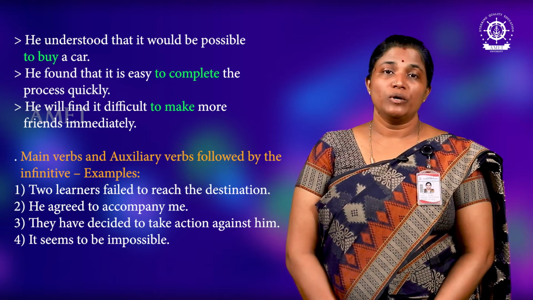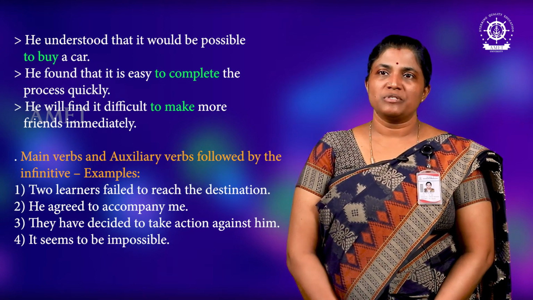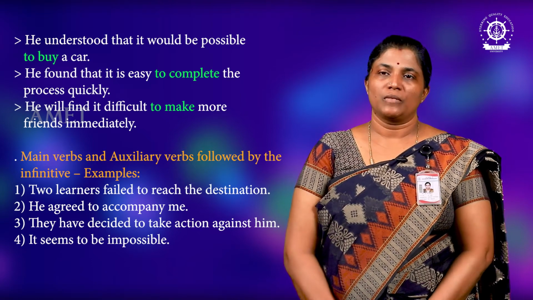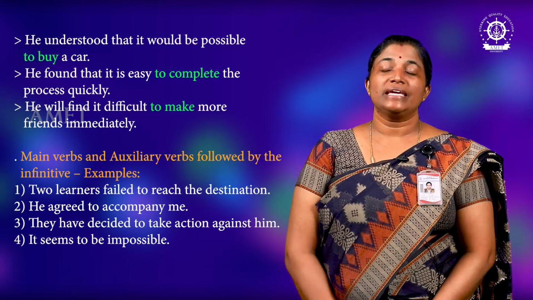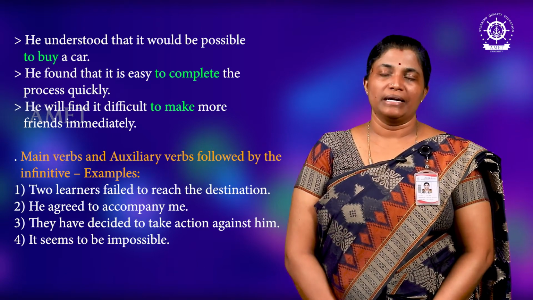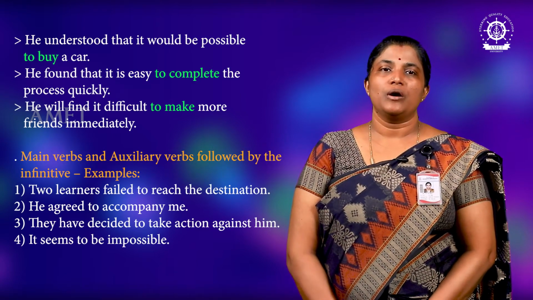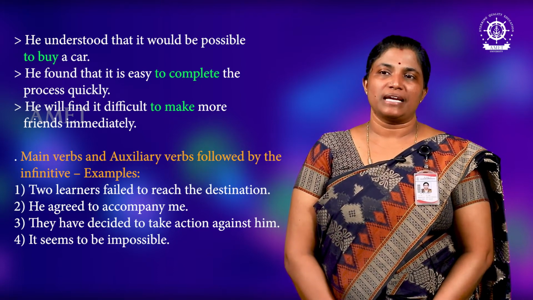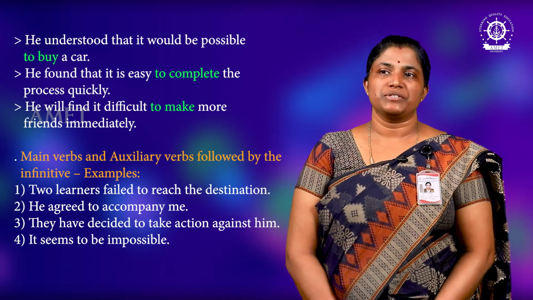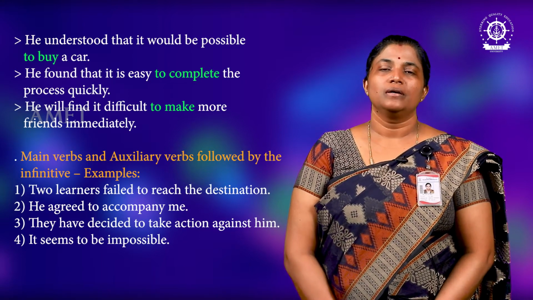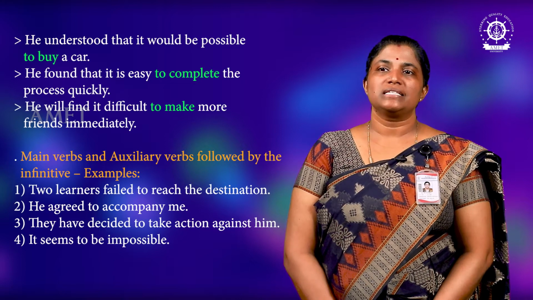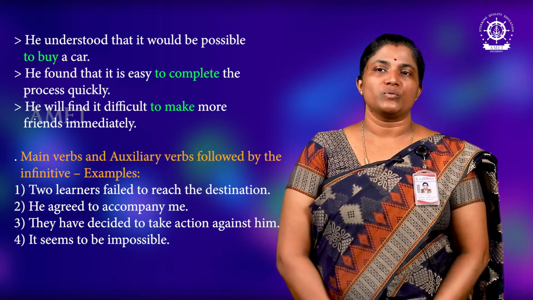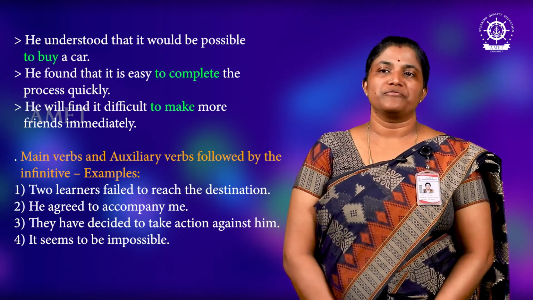Main verbs and auxiliary verbs followed by the infinitive. Infinitive is to plus verb. He is the subject, agreed the verb, to accompany me. They have decided to take action against him. They have decided, subject and verb, to take action against him. To take is the infinitive. It seems to be impossible. It is the subject, seems the verb, to be impossible is the infinitive.